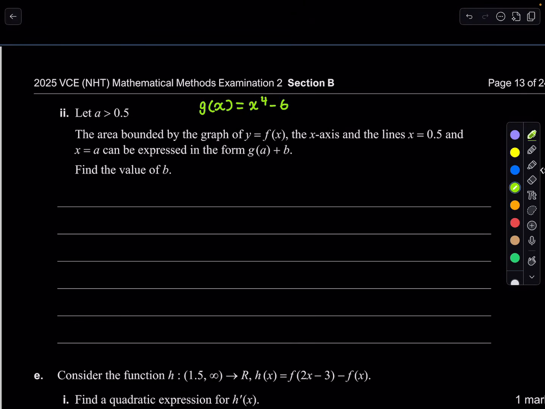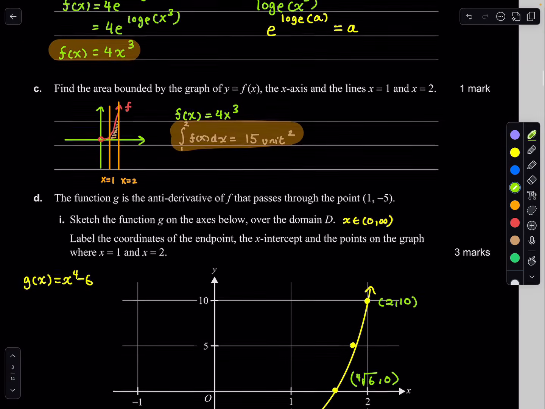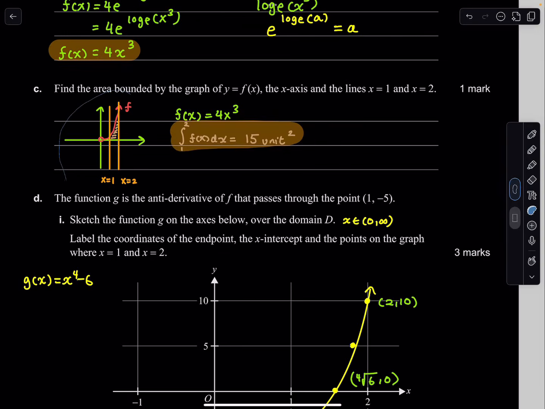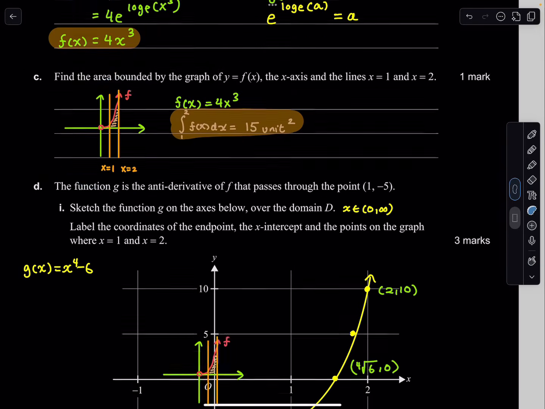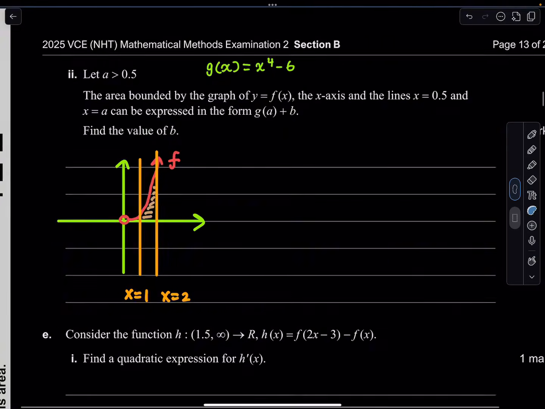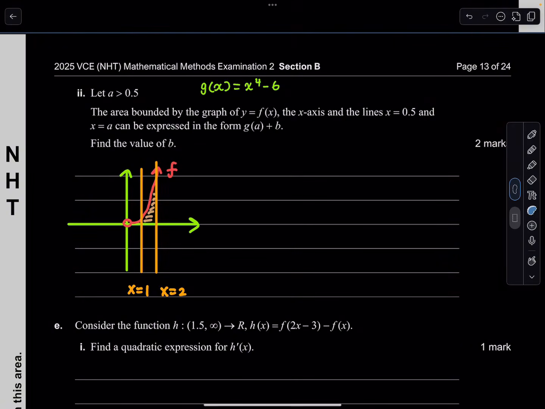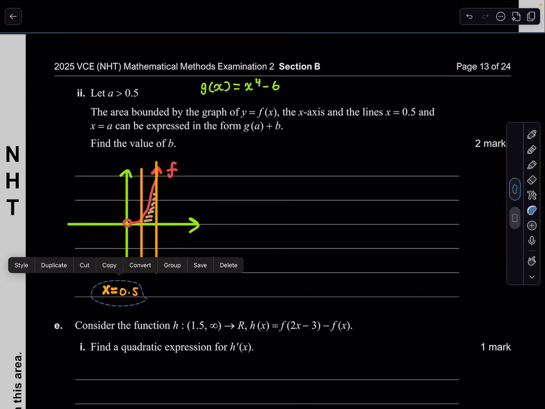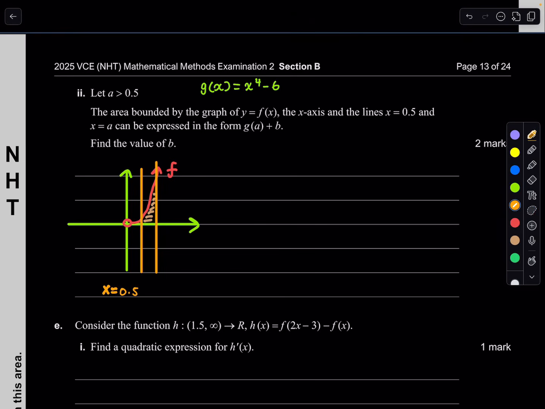So basically, f of x, redrawing it actually, taking this graph here, imagine just copying and pasting this here. Duplicate it, going back here. It says the area bounded by the graph of f of x, the x-axis, and the line x equals 0.5. Imagine this here is 0.5. So that's x equals 0.5, and x equals a, which is going to be somewhere here, because we know it's greater than 0.5, yeah? It can be expressed in the form of this.